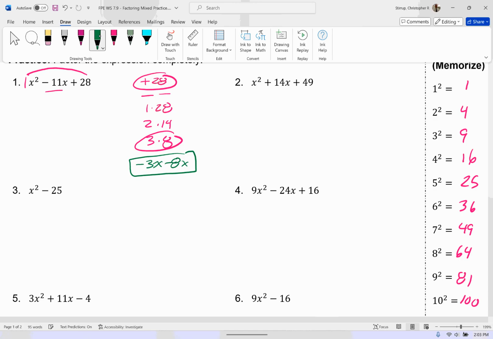Whatever order I want, I can plug these in. They're going to squeeze in right here. So bring the ends down.